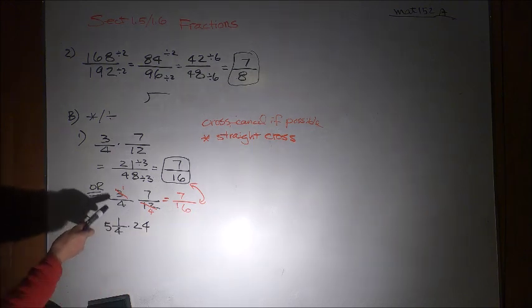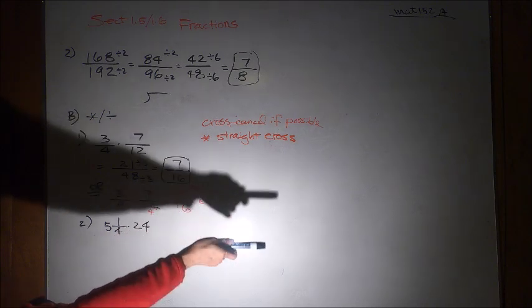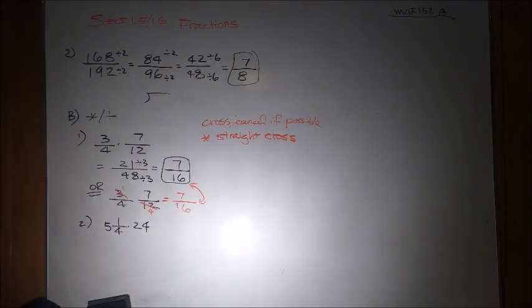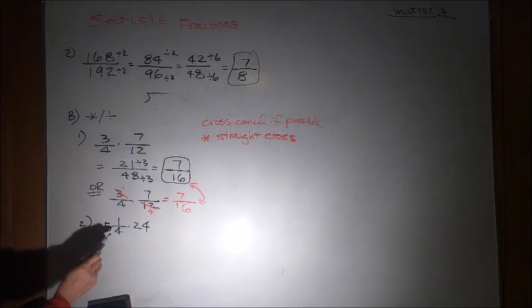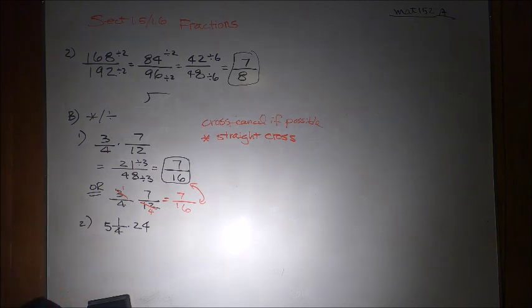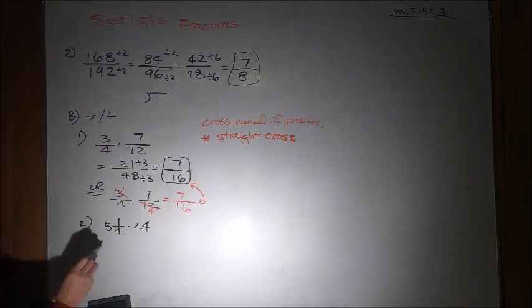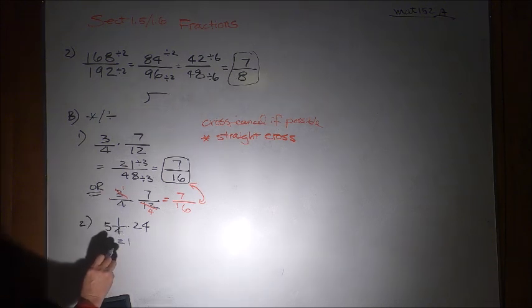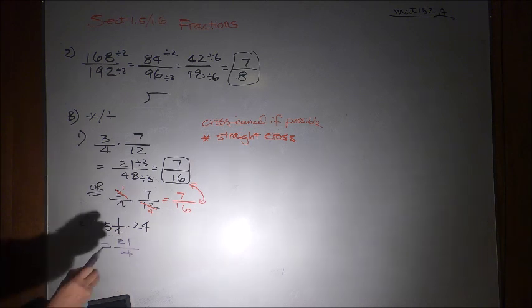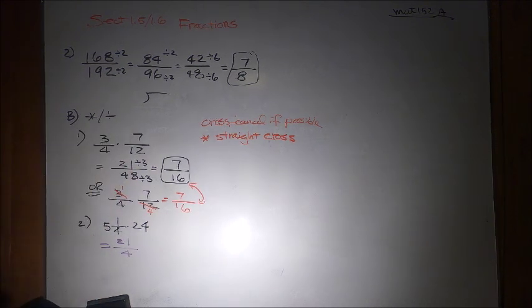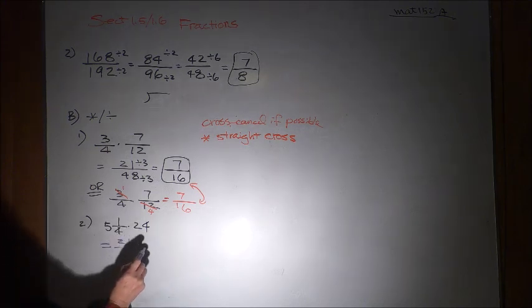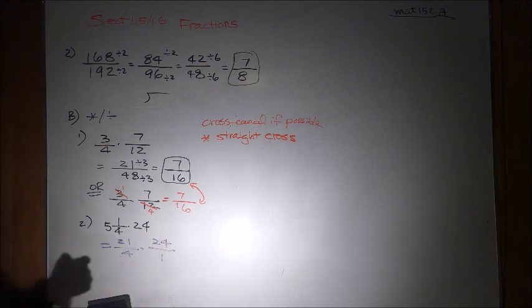Next one. Oops, these are not regular fractions. Then how can we do straight across? You cannot do that. We said that's the rule you have to follow. So what do you need to do? We need to change the mixed number to an improper fraction. How do we do that? 5 times 4, 20 plus 1, 21 over 4, right? And 24 is not a regular fraction, so we put a 1 underneath so we can multiply straight across.